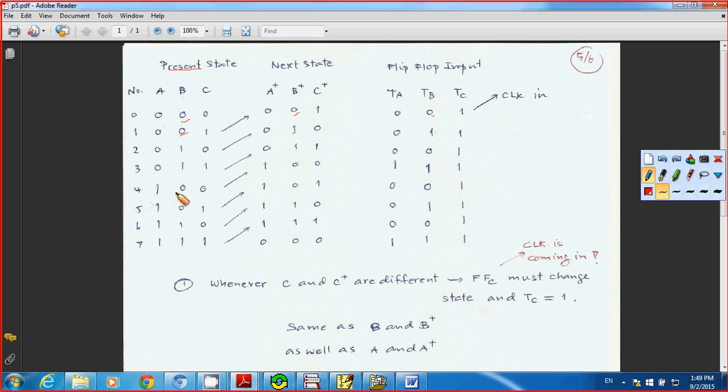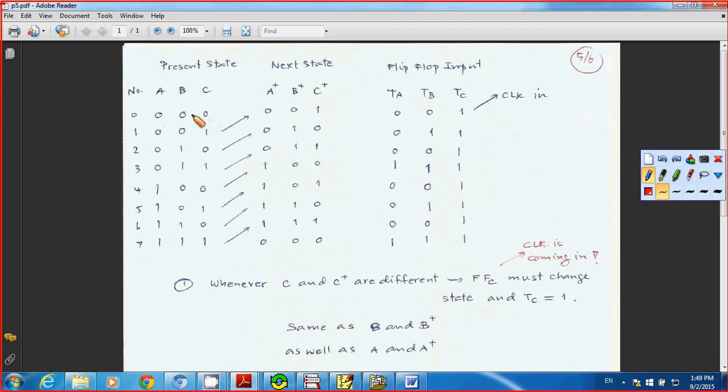Same thing as number 4 here. You take a look at present state of B 0 and the next state is still 0, so that's why you put 0 here. Now for the number 7, you have the present state of B is 1, the next state is 0, so that's why you have 1 here. So it works the same as the TA.